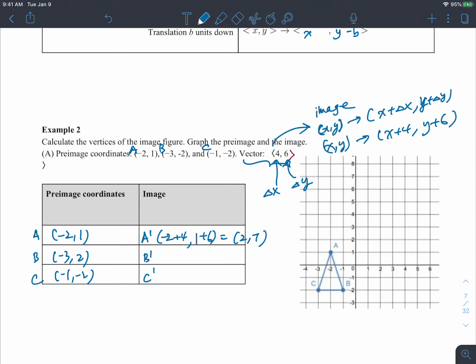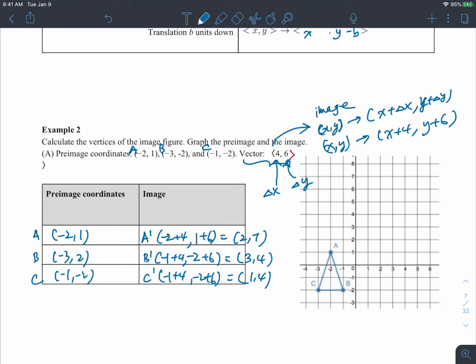How about B prime? If you could do this, for fun, try to pause the video and see if you could get ahead of me. Apply the same idea. So for example, you get (-1, -2). What do you do to the x and the y? I add 4 to the x, add 6 to the y. And when you do the arithmetic, it should give you these values, right?